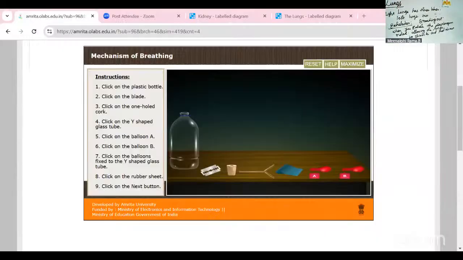I'm going to explain the lungs function with the help of a small simulation. What materials are needed? One water bottle, blade, cork, Y-shaped tube, two balloons and one paper sheet. With the help of these materials, I'm going to do the simulation.